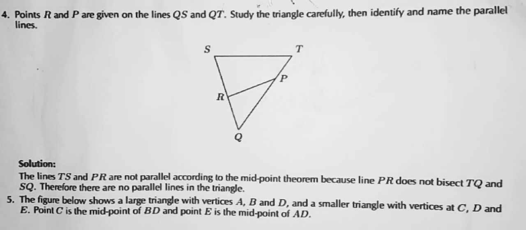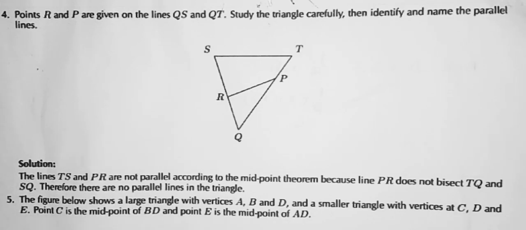So the solution will be this, point R and P. They say then identify and name the parallel lines. This triangle does not have parallel lines at all, and does not have a name.